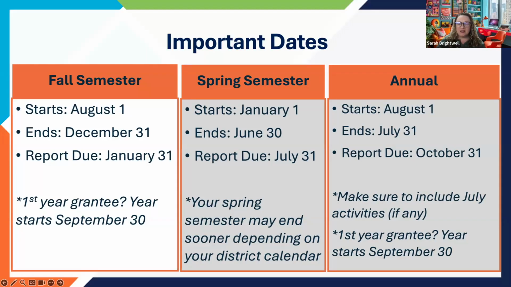If you're a first-year grantee, if you're one of our new 2025 grantees, you can't start your reporting until you're a grantee and know you're a grantee. So your year starts on September 30th. So in year one, the fall semester runs September 30 to December 31. Just different in that first year.